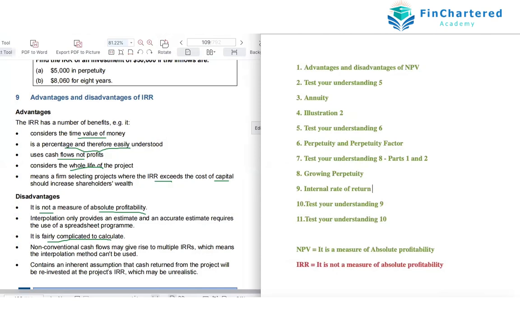And of course, in order to get an accurate answer, you will get an estimate, roughly this much is the answer. But to get an accurate answer, you will have to use a spreadsheet. And as I mentioned, in our examples, when we are solving questions from the kit and so on, we will definitely use a spreadsheet. As of now, just ignore this point, and ignore this point also. So these are the advantages and disadvantages of IRR.